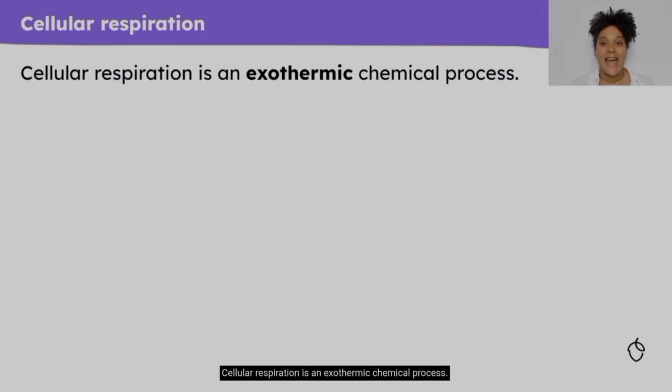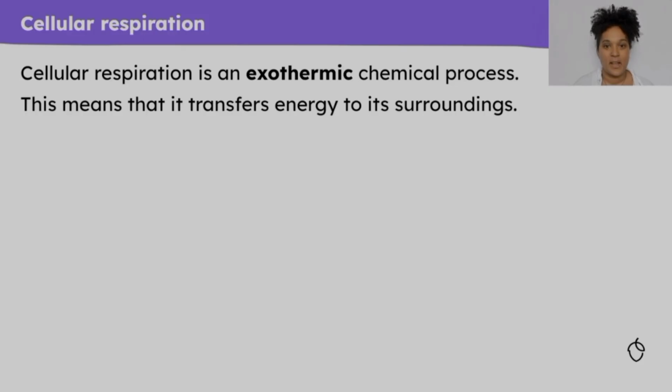Cellular respiration is an exothermic chemical process. Now, chemical process, what I mean by that is that it's lots and lots of chemical reactions. Let's talk about the exothermic part of that. So exothermic chemical reactions are reactions that transfer energy to the surroundings.